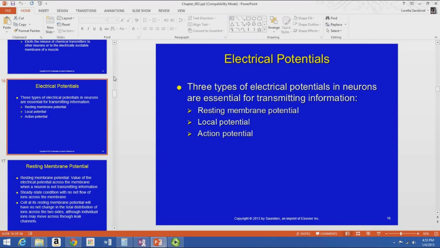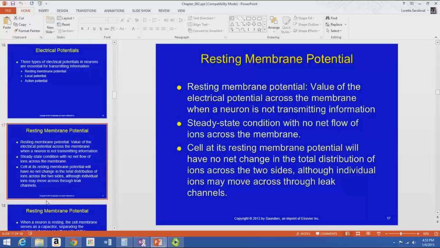Okay, we are going to talk about electrical potentials in neurons. So basically, we're going to talk about three types of them that are essential for transmitting information: the resting membrane potential, local potential, and an action potential. Okay, so the resting membrane potential is the value of the electrical potential across the membrane when a neuron is not transmitting information. That is that minus 70 millivolts.